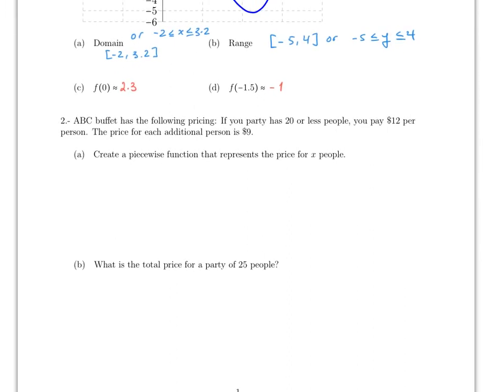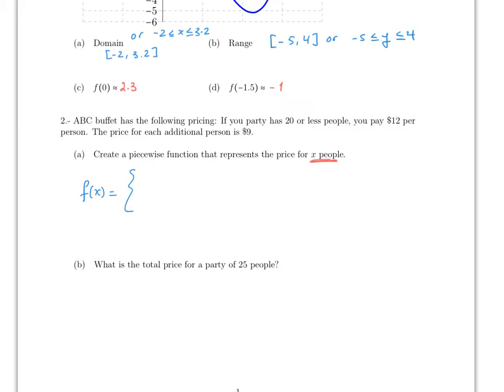Question 2 says the following: ABC buffet has the following pricing. If your party has 20 people or less, you pay $12 per person. The price for each additional person is $9. So here you have to write a piecewise function where x is the number of people. Okay. All right. So piecewise, remember, means you have more than one function.